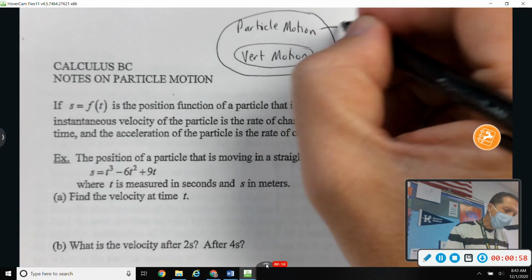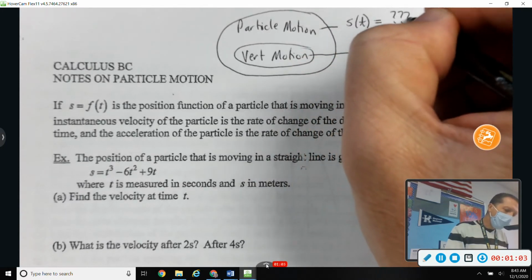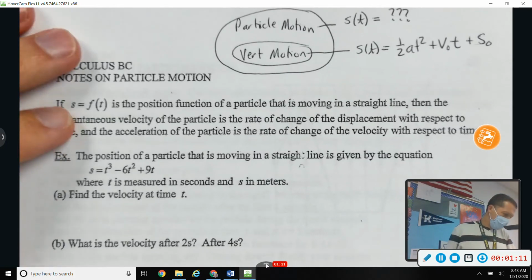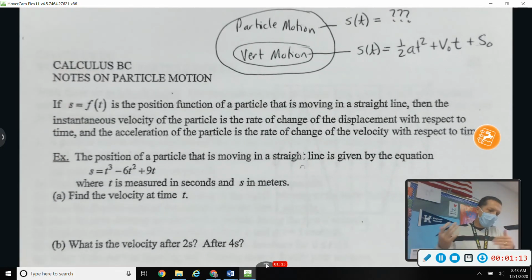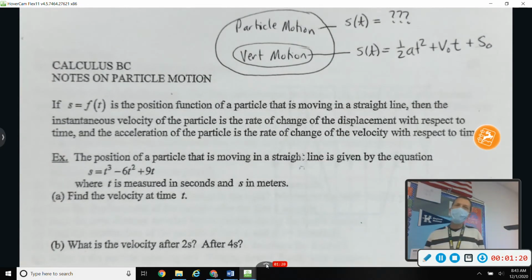For particle motion, we'll have a different function for position, and that's the big difference between the two. The rest of the derivatives and velocity, acceleration, all that stuff kind of matches up. It's just you have a different starting equation to start the problem with.